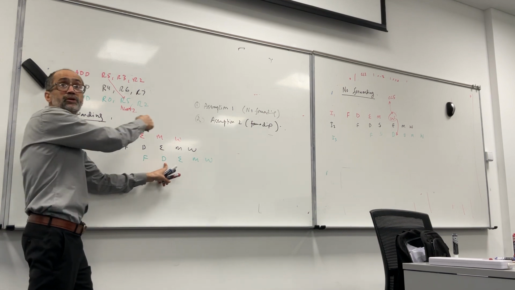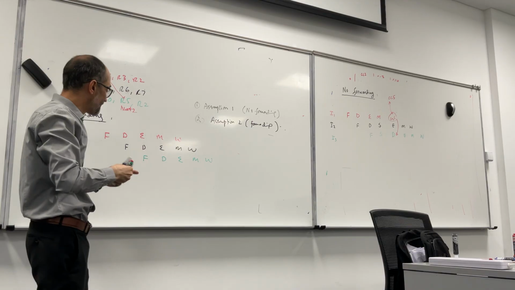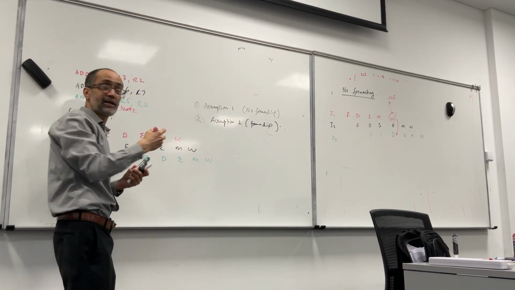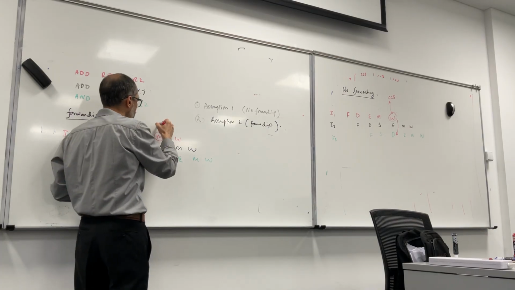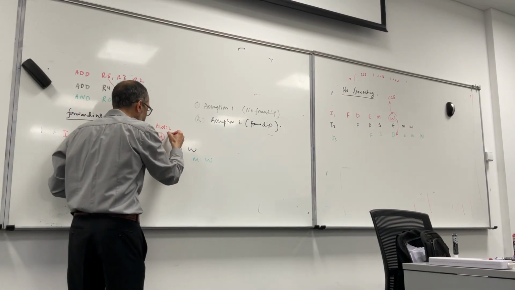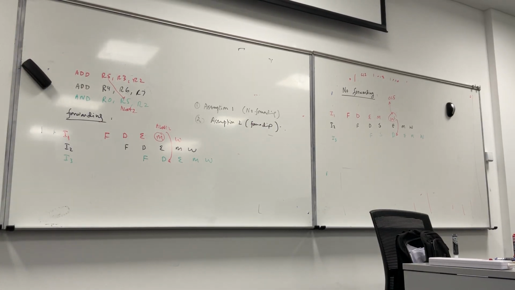I1 will be in which stage? Memory stage. When I1 is in memory stage, the result will be in LEO 1 or LEO 2? LEO 2. So it will be forwarded from LEO 2 to the decode stage. Got it or not got it? Any question? Should I proceed?